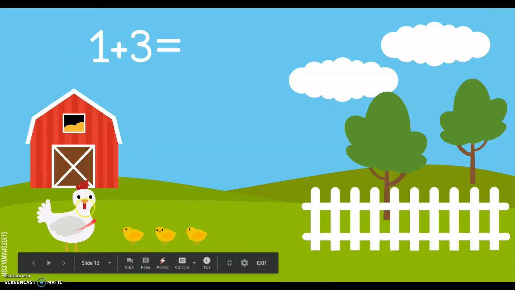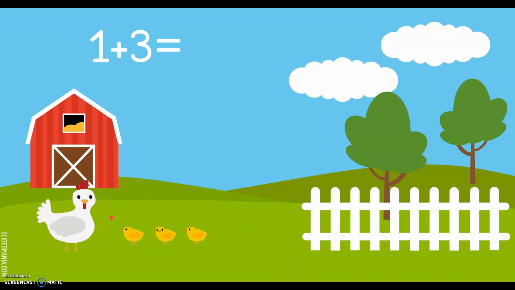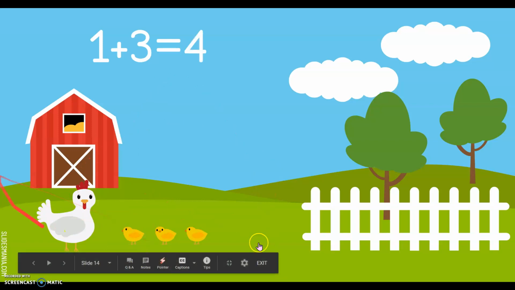1 little chicken, I think. Yeah, is that a chicken? Plus 3 little chickadees. That would equal, so you have 1 chicken, and then you're adding 3 chicks. So that's 1, 2, 3, 4. So that would be 4 little chickadees.